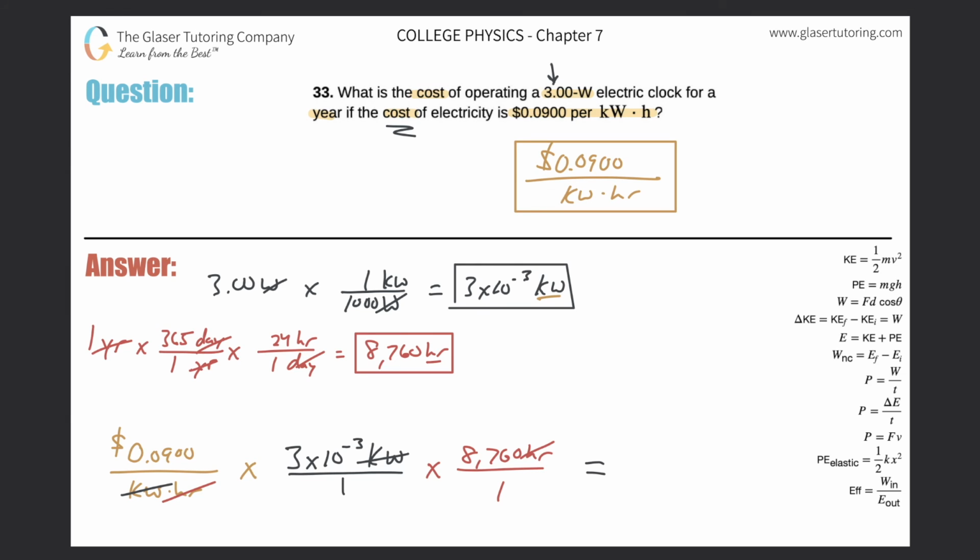So let's calculate. 0.09 times 3 times 10 to the minus 3 times 8,760. So the cost of this now will be $2.36, well, $2.37 considering the rounding. 37 cents. That would be the cost of running this clock if it costs 9 cents per kilowatt hour.